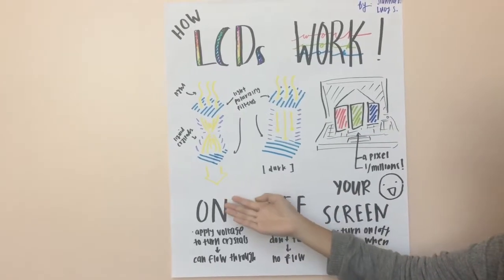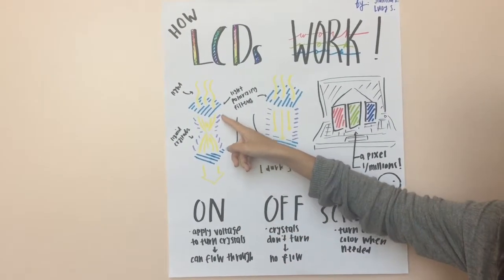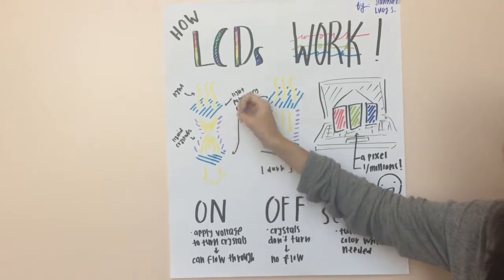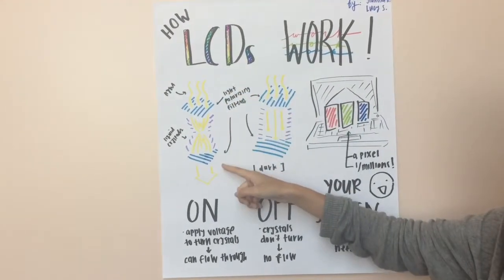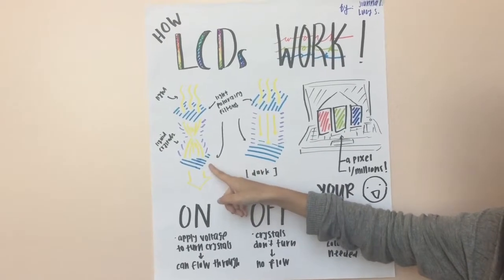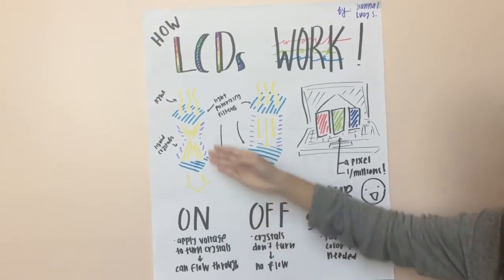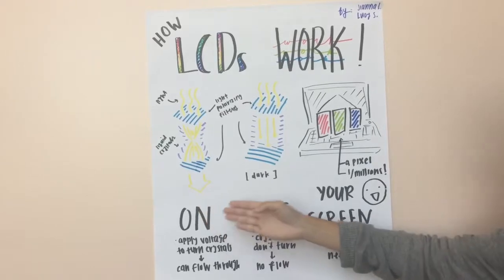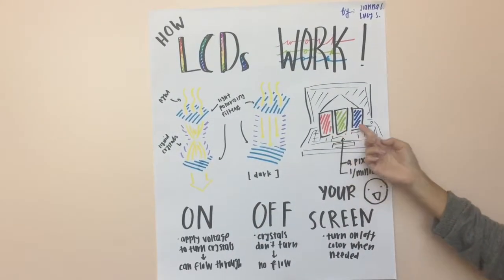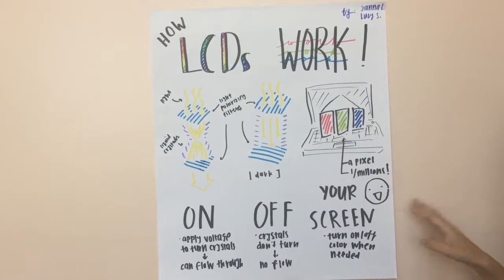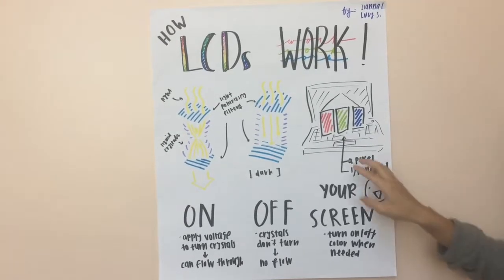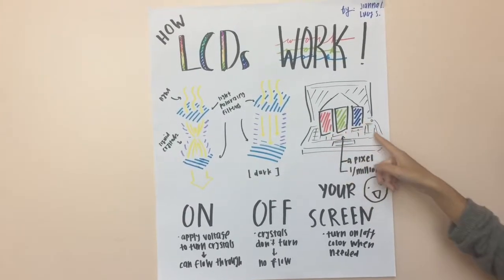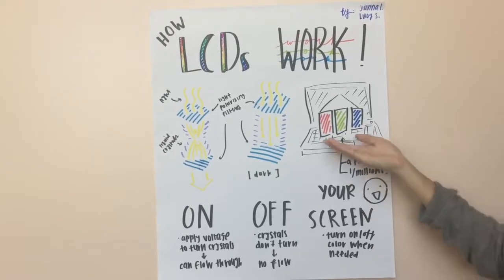But when you apply voltage, the liquid crystals will turn and it will direct the light and twist it through 90 degrees so it can go through the second polarizing filter. This lets light go through all the way, and it will produce colors such as red, green, and blue. Depending on what the computer wants the display to be, they will have different levels of red, green, and blue, and this is how we get colors on our screens.